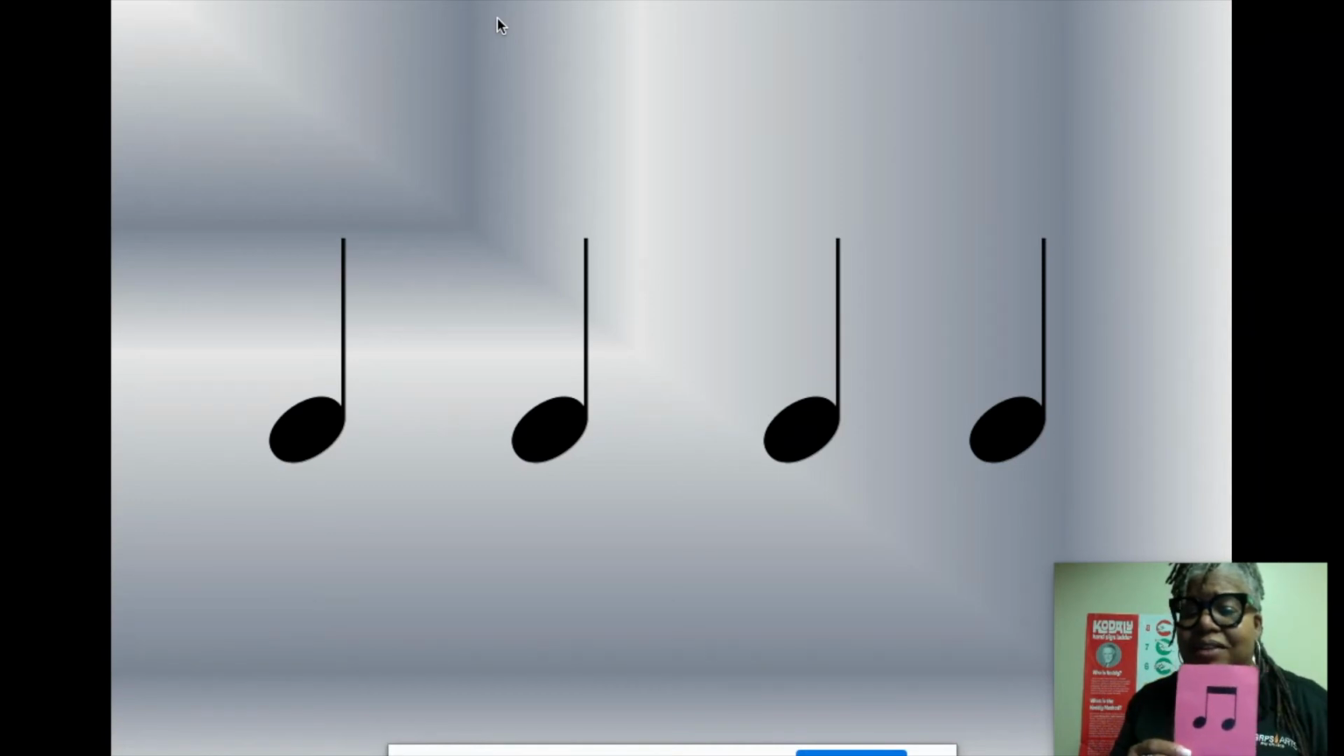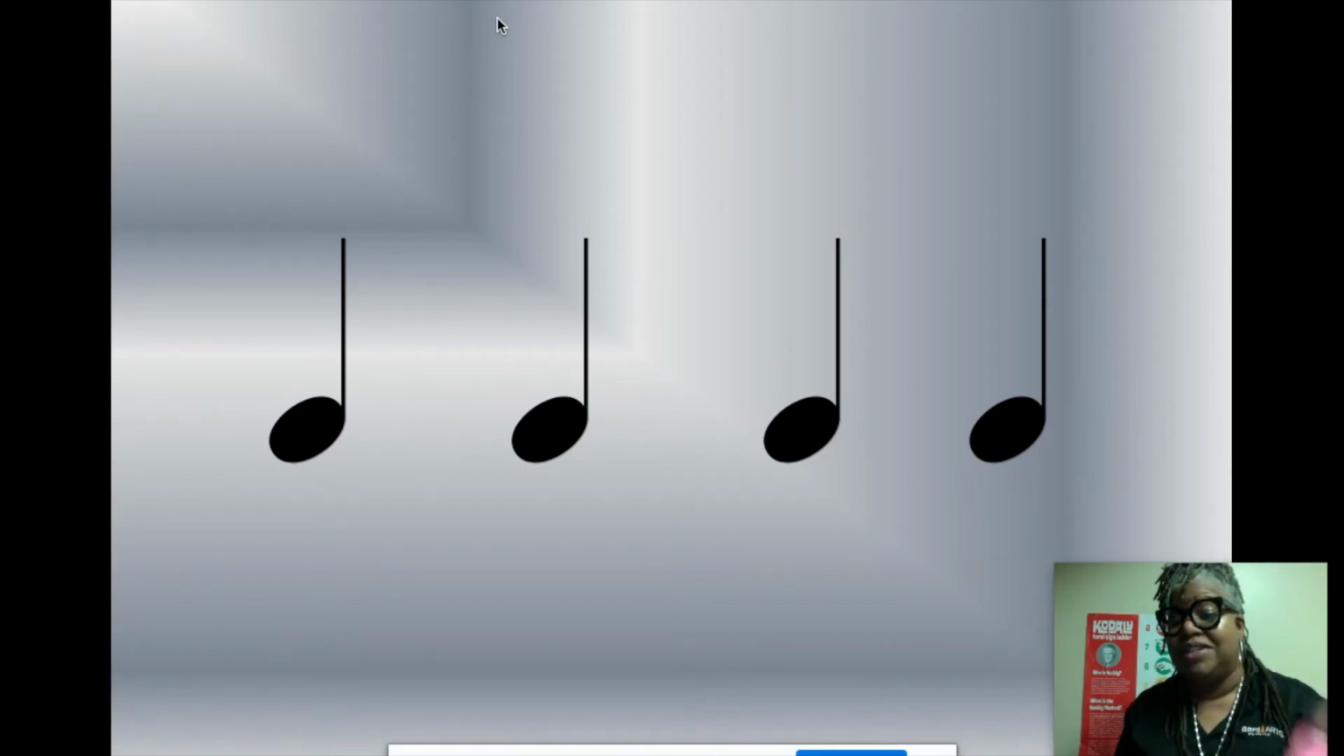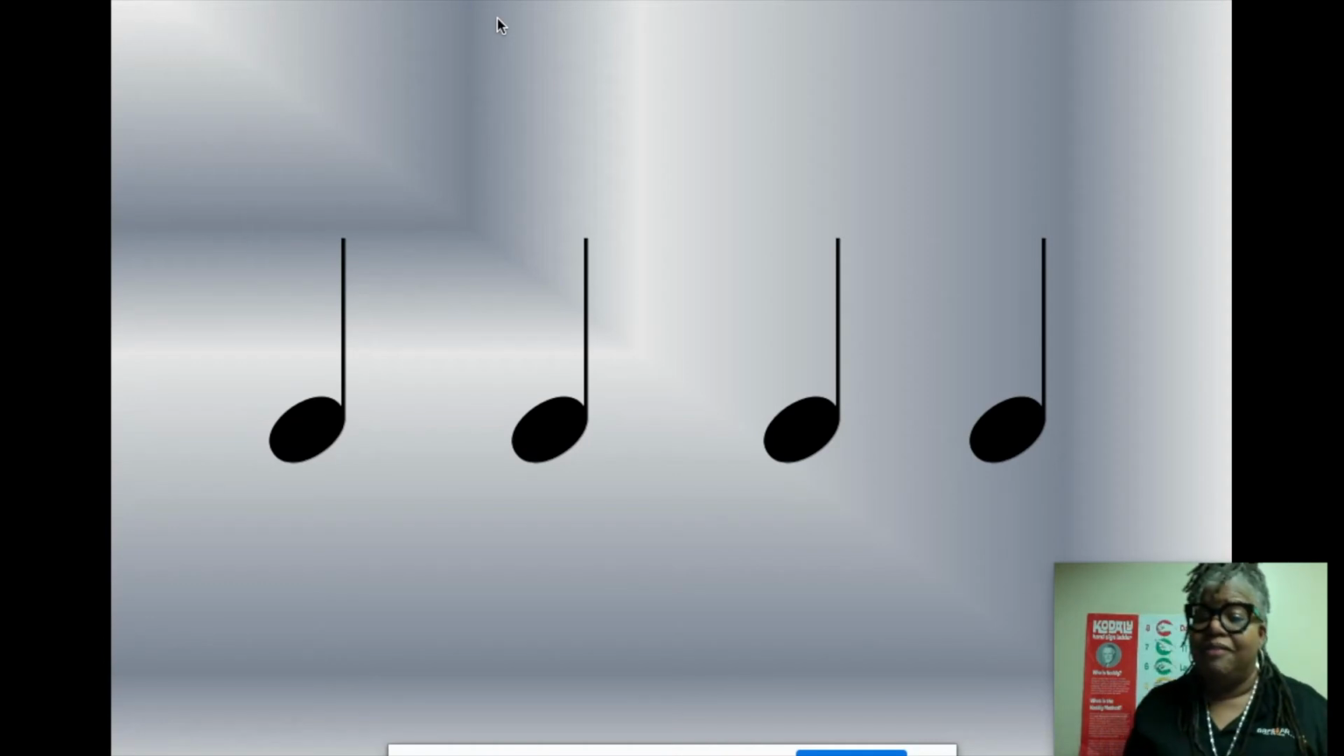That's going to sound like this. Ti, ti, ti, ti, ti, ti, ti, ti. Hear the difference? You got one sound on one beat, which is a quarter note, which is ta, ta, ta, ta. When we have eighth notes, each of those quarter notes is divided in half. So now it's going to sound ti, ti, ti, ti, ti, ti, ti, ti.